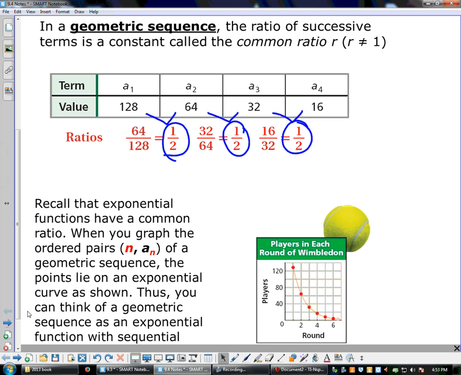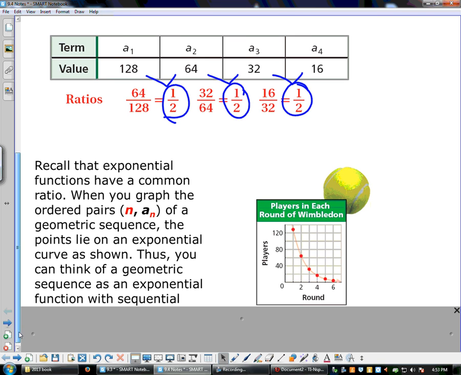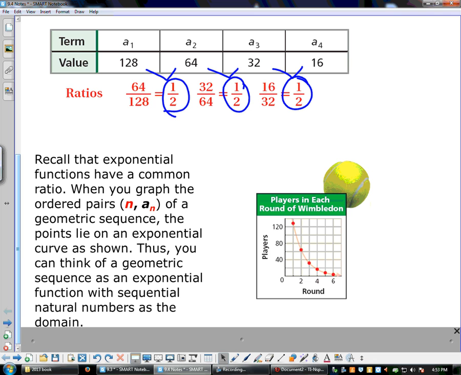When you graph the ordered pairs, that would be n comma a sub n, so the term number versus the actual term of the geometric sequence. The points are not going to lie on a line like in an arithmetic sequence. They're going to lie on an exponential curve as shown. Thus, you can think of a geometric sequence as an exponential function with sequential natural numbers as the domain.